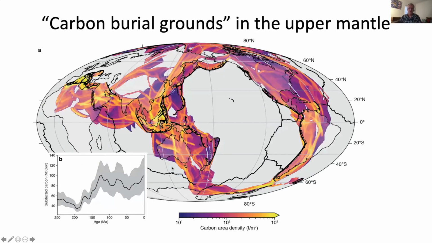And so now we're going to have a look at the carbon burial grounds. We've heard about the slab burial grounds earlier today. Right? And so what's colored here is the carbon area density, essentially in the upper mantle, that reflects the cumulative subduction of carbon into the mantle. So the brighter the colors, the more carbon has been inserted into the mantle. And the little inset graph shows the mean evolution of carbon sequestration into the mantle through time.